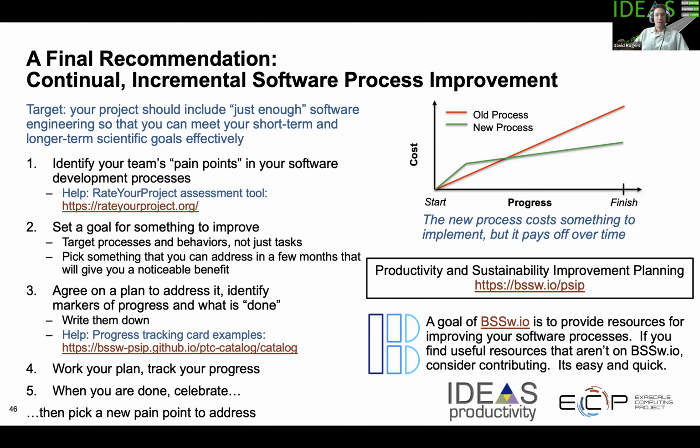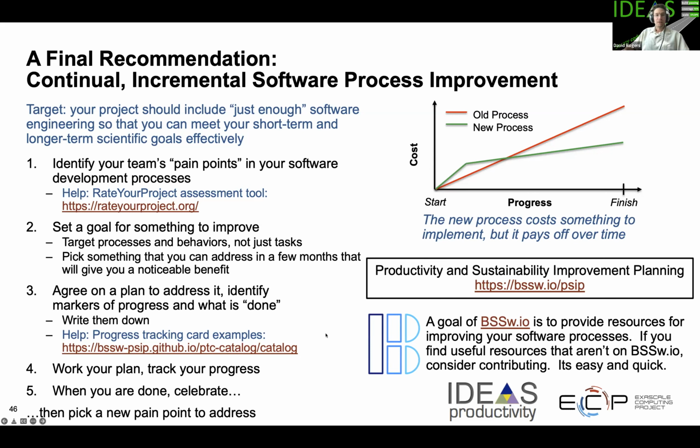And then write it down on what's called a project tracking card. There are example project tracking cards at this repository, bsswpsip.github.io, in the catalog. And if you have developed a progress tracking card that is new and doesn't fit in any of those categories, then we encourage you to submit it for consideration to add to our catalog so that other teams can benefit from adding that process as well. Or you can take one of these cards and adapt it. You definitely want to adapt it to what your team's goals are and what you want to do.